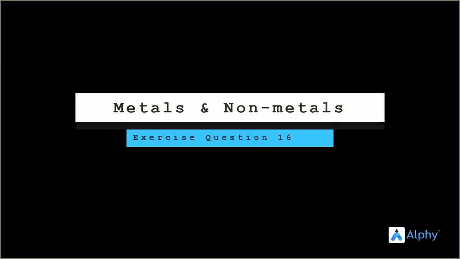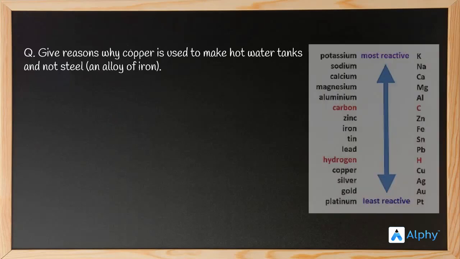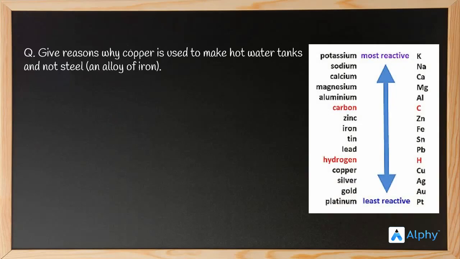Non-metals. Exercise question 16 and perhaps the last question of this chapter. Give reasons why copper is used to make hot water tanks and not steel, which is an alloy of iron. And as usual, I am going to take help of the reactivity series over here. Now tell me, what is the relation between this question and the reactivity series?